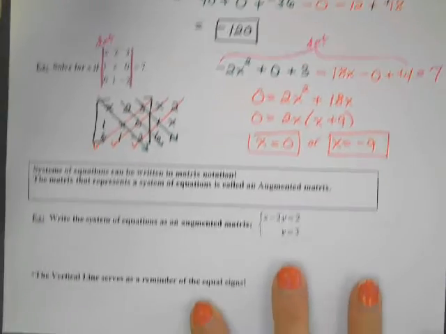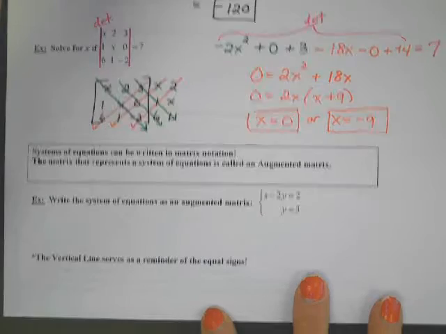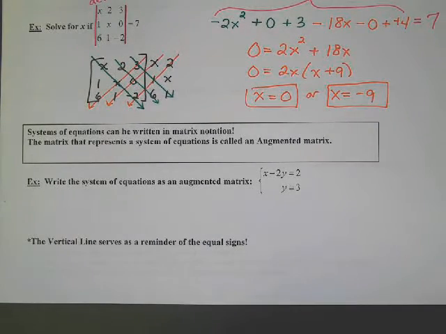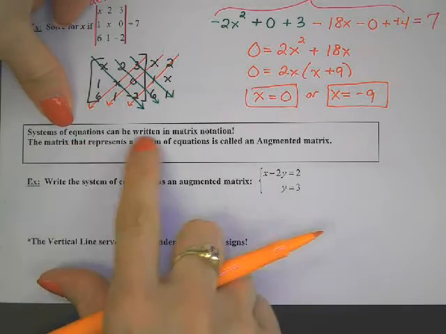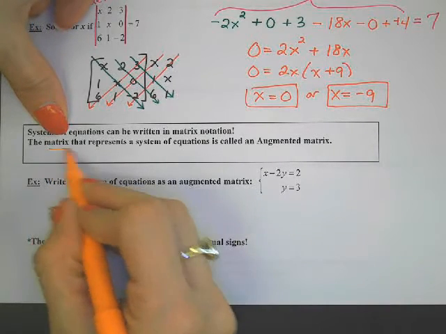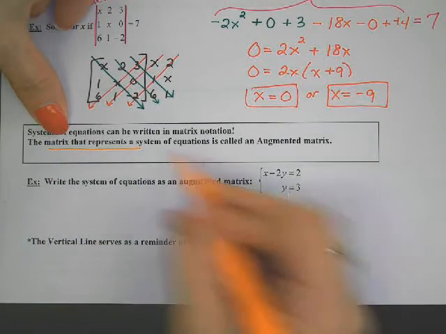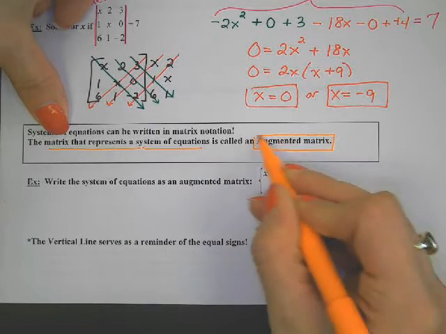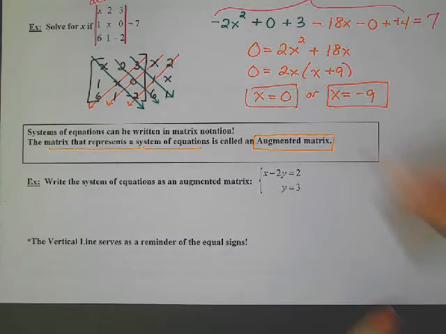The next thing we're going to look at here is matrices. And the hardest part about this is going to be all the words. Okay, so first of all, systems of equations can be written in matrix notation. And the matrix that you use to represent a system of equations is called the augmented matrix. So again, the hardest part is probably going to be learning what these things are called. Okay, very easy to do.